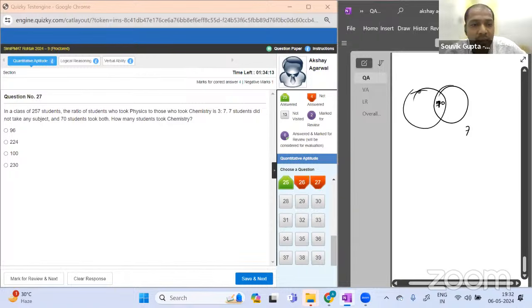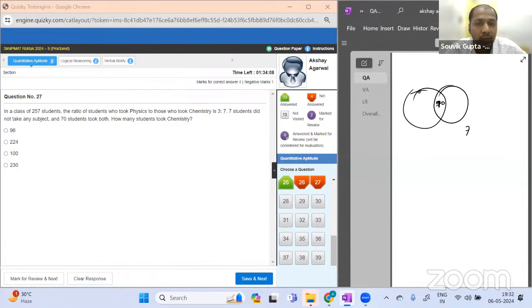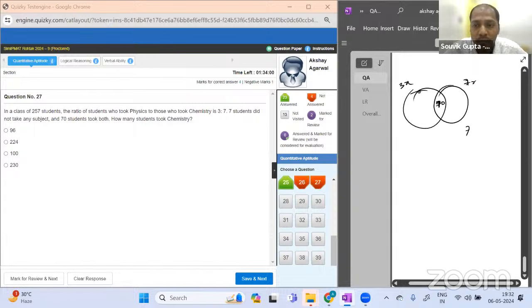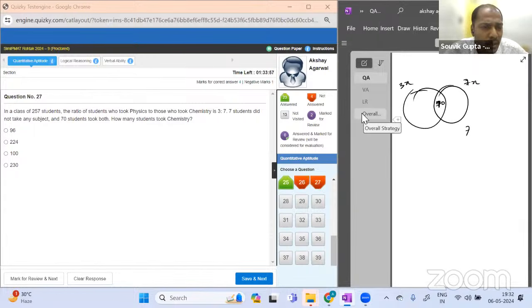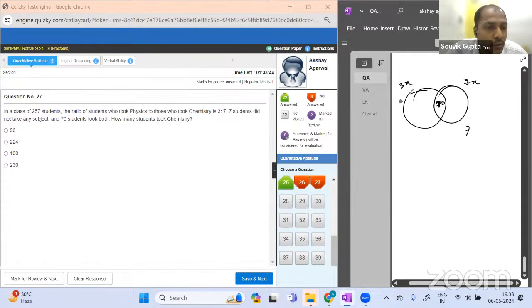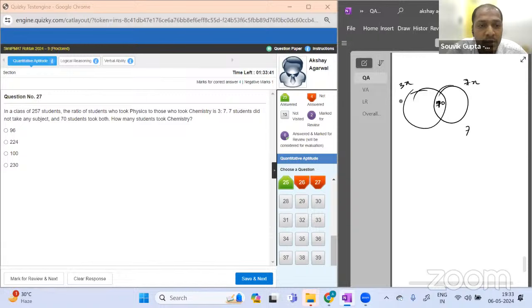3x plus 7x, 10x minus 70 is 250. Therefore, 10x is 320. The ratio was 3:7, total 250, 3x plus 7x minus 70 is 250, therefore 250 plus 70 is 320. 320 is 10x, x is 32. If x is 32, how many students took chemistry? Chemistry is 7x, 32 into 7, 30 into 7 is 210, plus 14, 224.